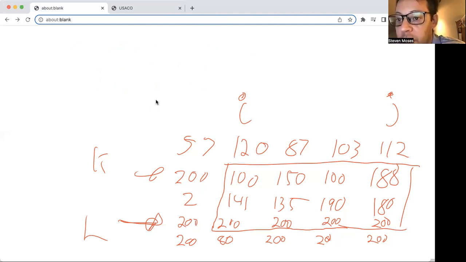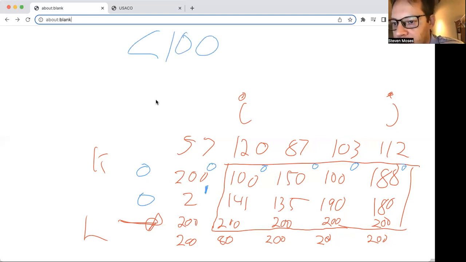So prefix sum. I'm going to switch colors here. We're going to have the number of numbers that are less than 100 first of all. So starting with 0 of them, 0, and then after 200, still 0. After 100, still 0. After 150, still 0. After 100, still 0. After 188, still 0. Here I've got 0. After 2, I have one number that is less than 100. After 141, still 1. After 135, still 1. After 190, still 1. And after 180, still 1.